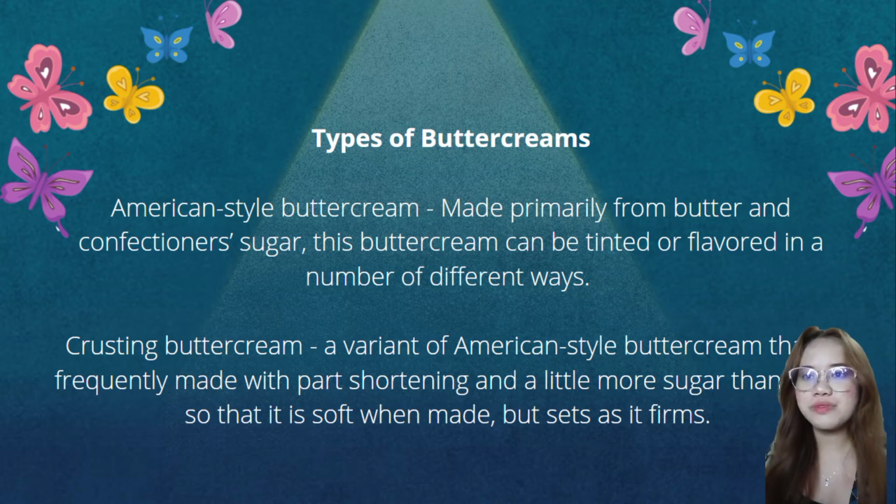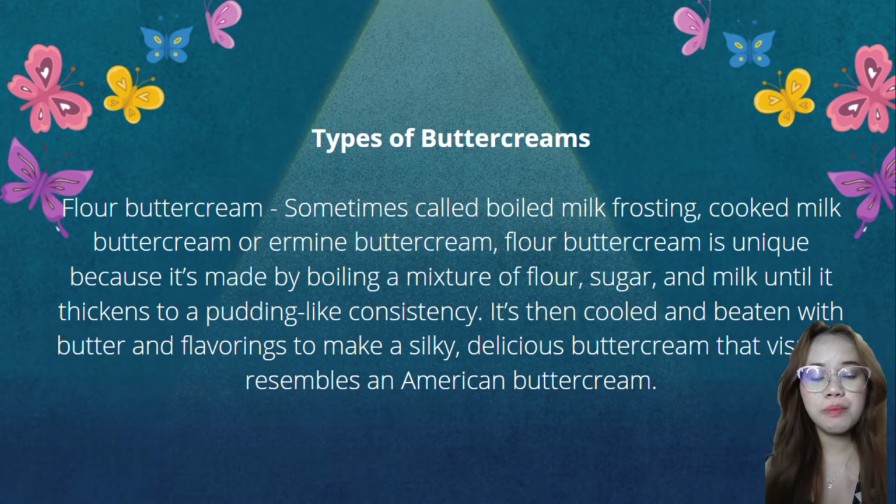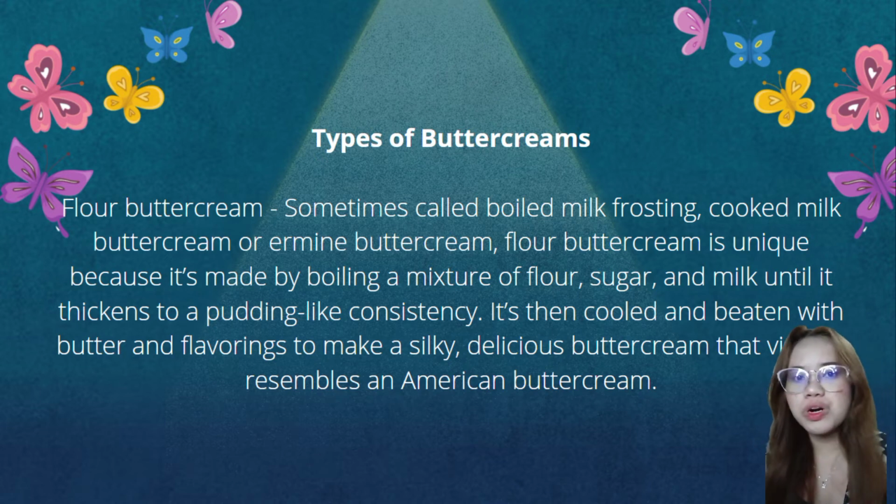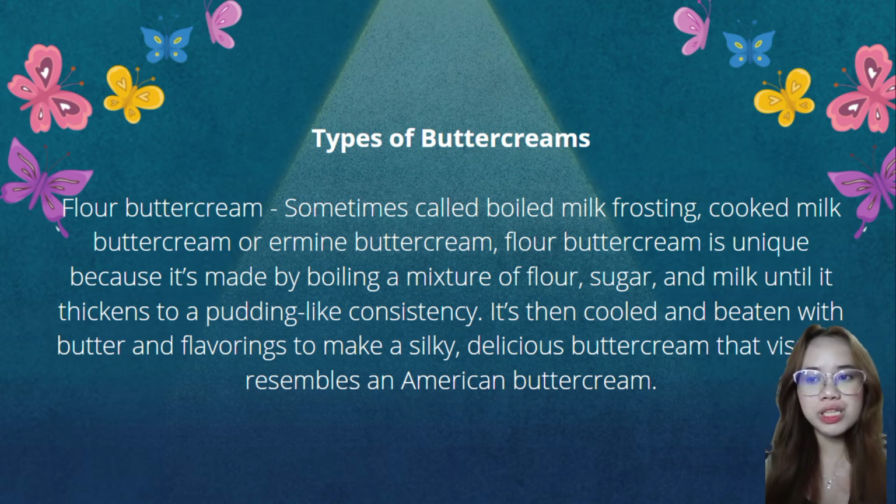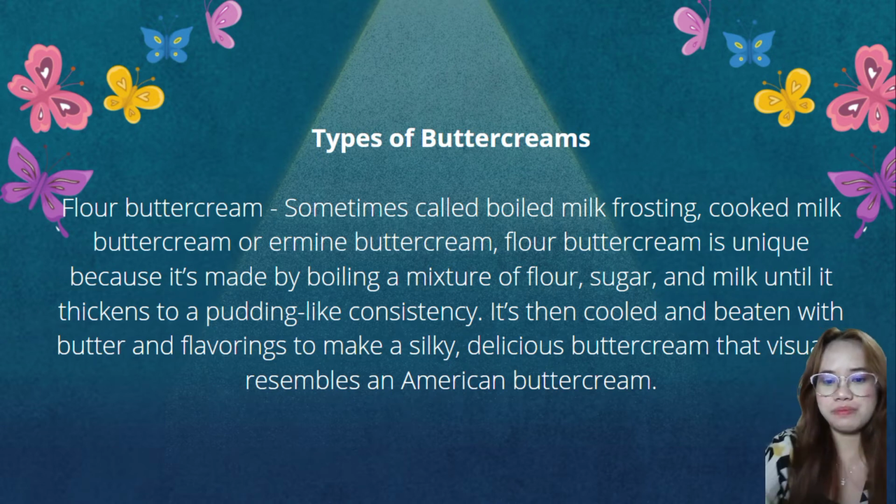Okay, next slide. We have the flour buttercream, sometimes called boiled milk frosting, cooked milk buttercream, or ermine buttercream. Flour buttercream is unique because it's made by boiling a mixture of flour, sugar, and milk until it thickens to a pudding-like consistency. It's then cooled and beaten with butter and flavorings to make a silky, delicious buttercream that visually resembles an American buttercream.